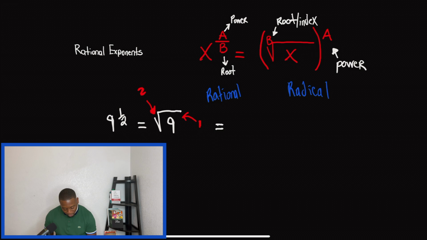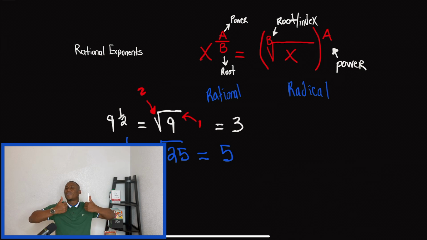So, with that being said, anything to the 1/2 power is just its square root. So 9 to the 1/2 power, we're asking for the square root of 9. Our answer would be 3. And if we did the same thing with 25 to the 1/2 power, they're asking us for the square root of 25. And like I said, that will just be 5.